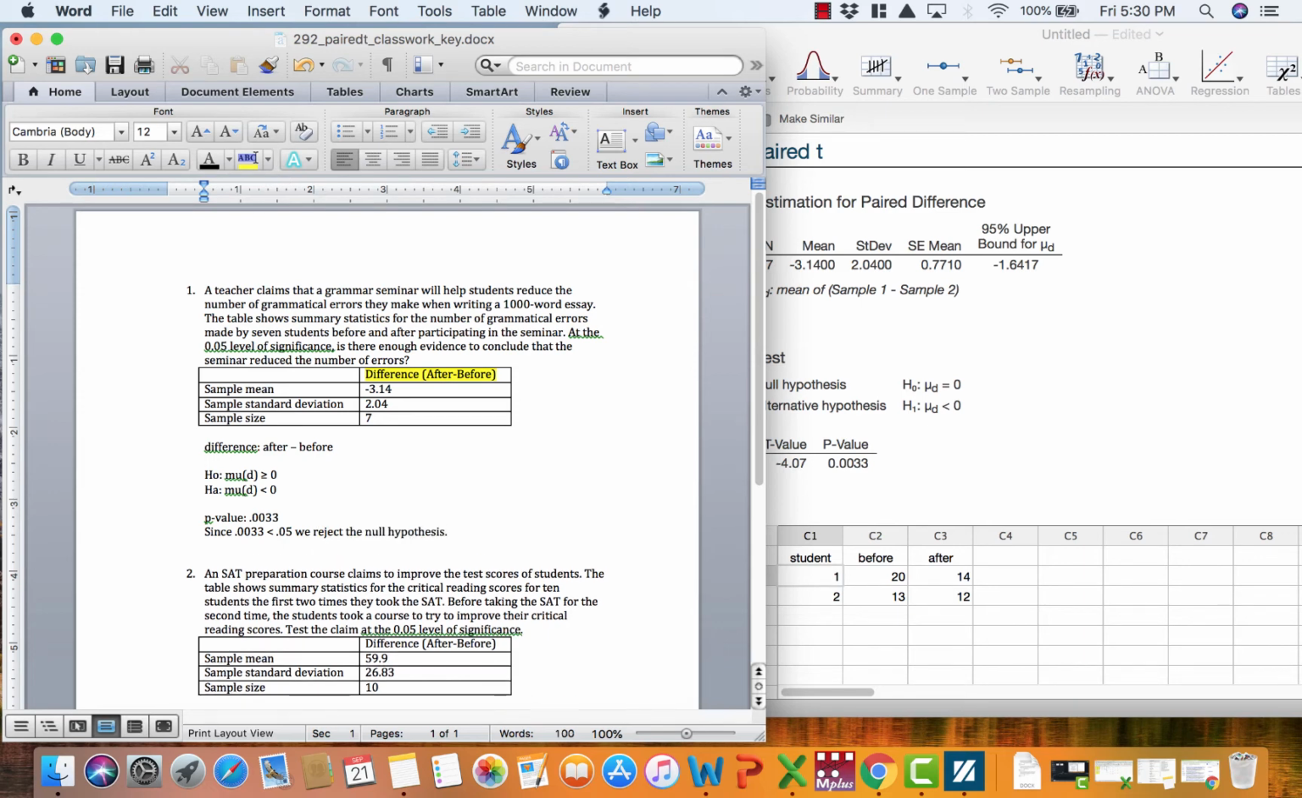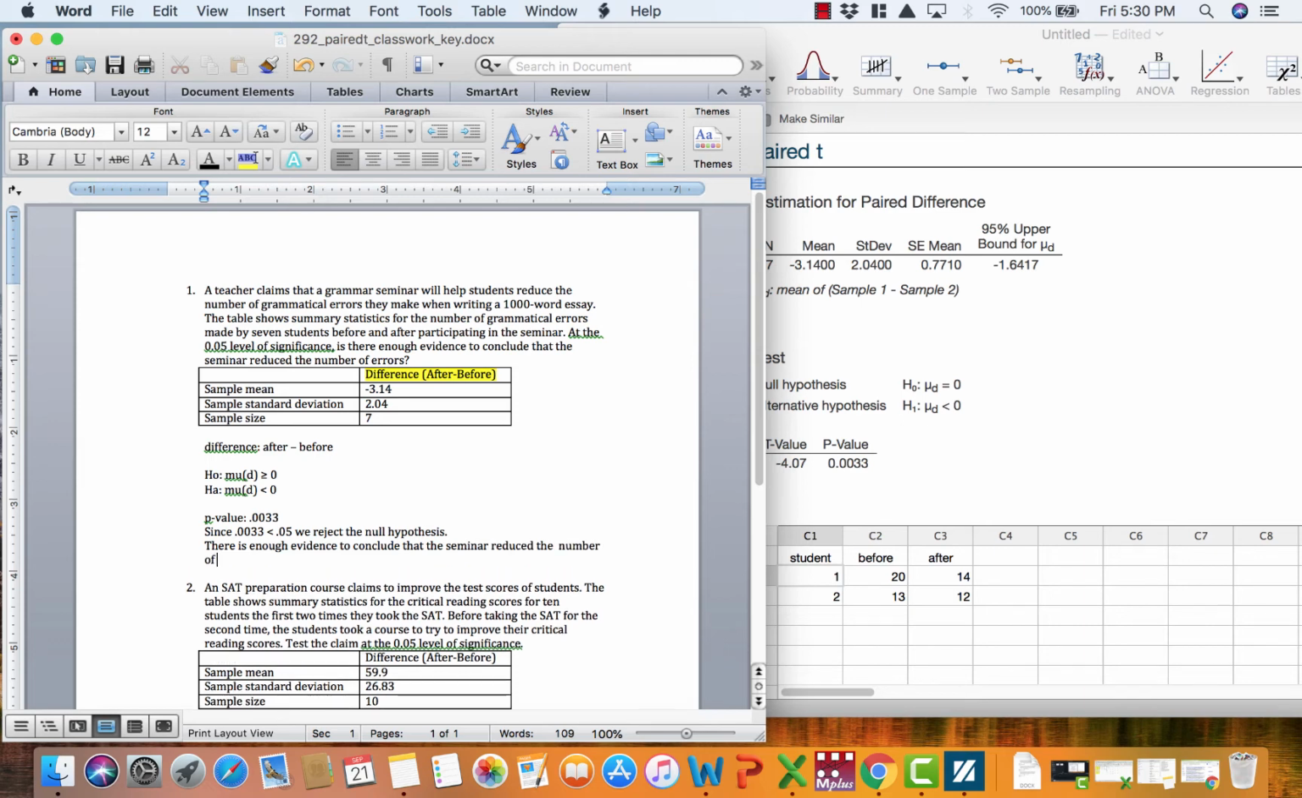What does it mean for this problem to reject the null? There is enough evidence to conclude that the seminar reduced the number of errors. In other words, from a statistical standpoint, the seminar worked. It significantly reduced errors.